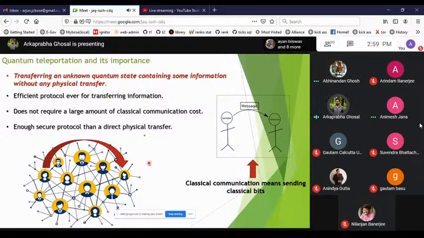And the third importance is that it is a more secure protocol than a direct physical transfer. If I want to transfer any kind of physical information, I must encode that information in some physical object, and then use some channel to send my object somewhere else. Now, this is a very risky case, since there can be hacking, there can be eavesdropping, but teleportation is a much more secure protocol than that. So these are basically the important things.